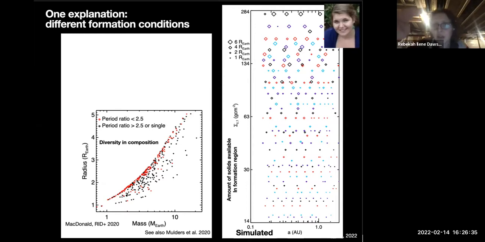On the right, I'm showing how, even though there's a lot of diversity overall, within each similar simulated system, there are similar sizes and period ratios for the planets. And here in our simulations, that underlying parameter that's controlling this is how many solids we have around in the inner disk.